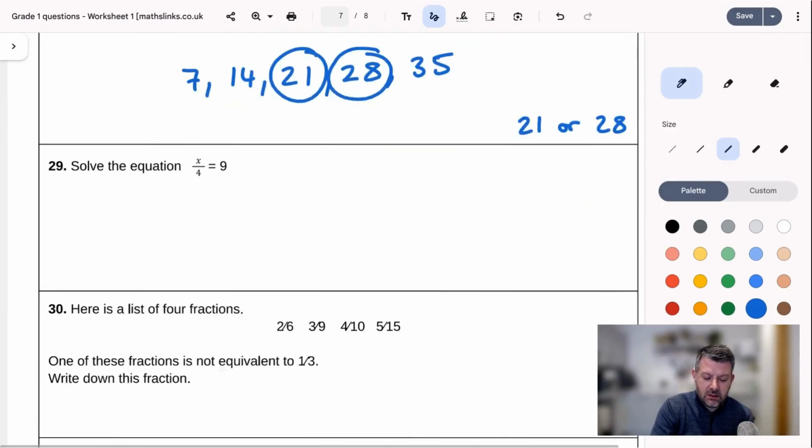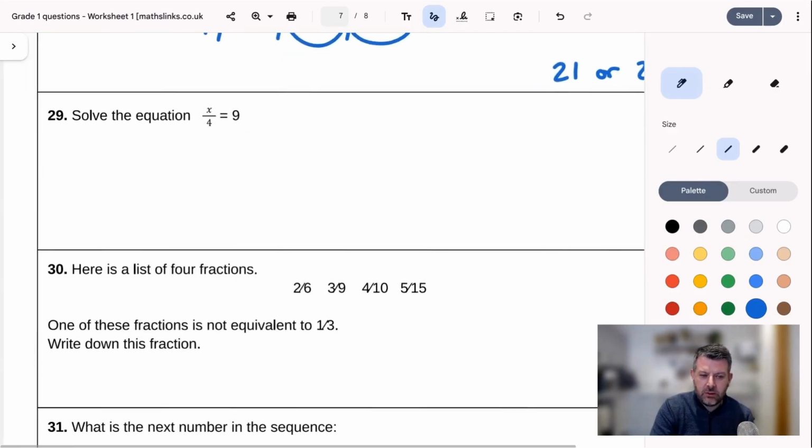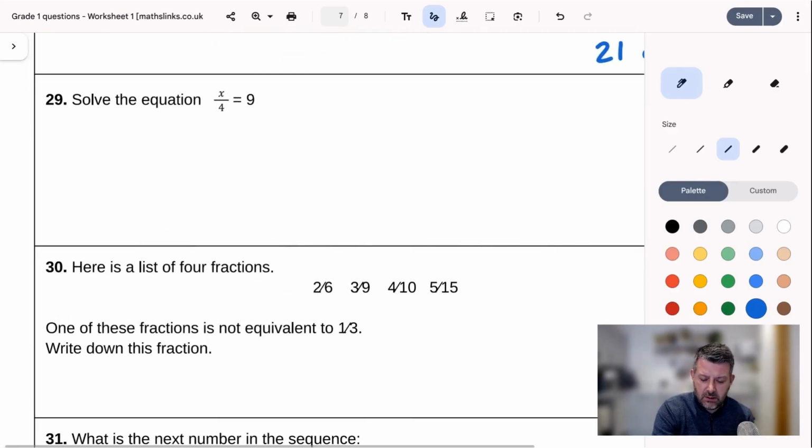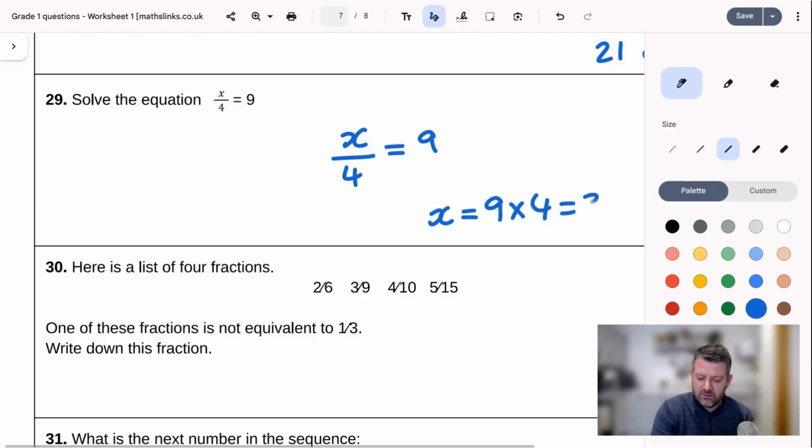Question 29. We've got a simple equation here, although a lot of people do struggle with it. What this means is an unknown number divided by 4, which equals 9. Well, if we don't divide that number by 4, it must be 4 times bigger. So the number we're after is whatever 9 times 4 is, and that is 36. So that's our answer to that.